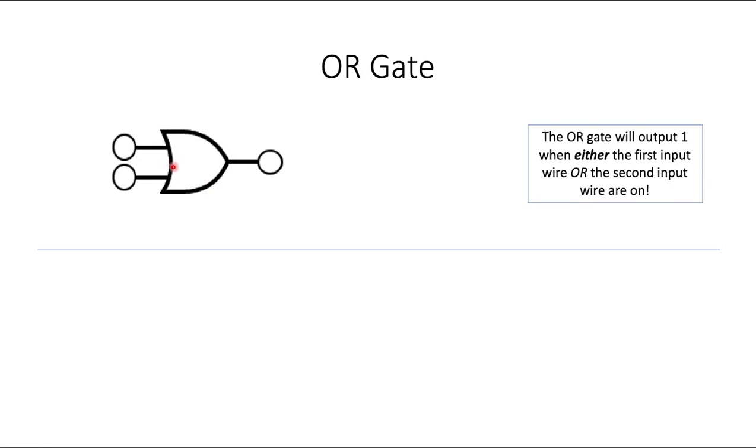If you see a gate that looks like this, it should have 2 wires going in and it should behave like one of these.